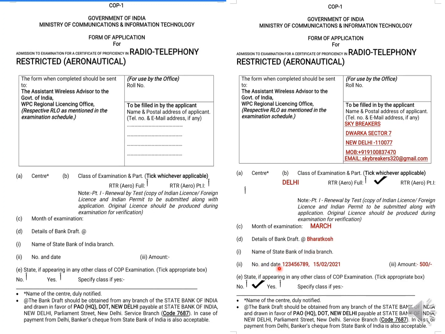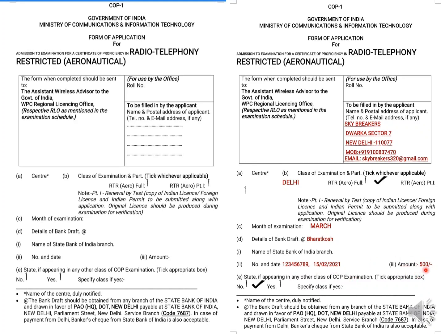Next is numbers and date. For the Bharat Kosh transaction, we will get the receipt and a reference number will be there. You need to write the reference number here, as well as the receipt date, when you made the payment. You also need to mention it here.